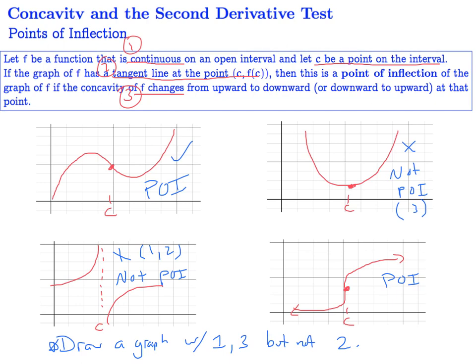So there's one type of picture we haven't included here, and I want you to bring it to class tomorrow. What I want you to do is try to draw a graph that satisfies properties 1 and 3, that is, it's continuous and concavity changes, but it does not have a tangent line. So try to draw this graph, and we'll talk about it in class tomorrow.